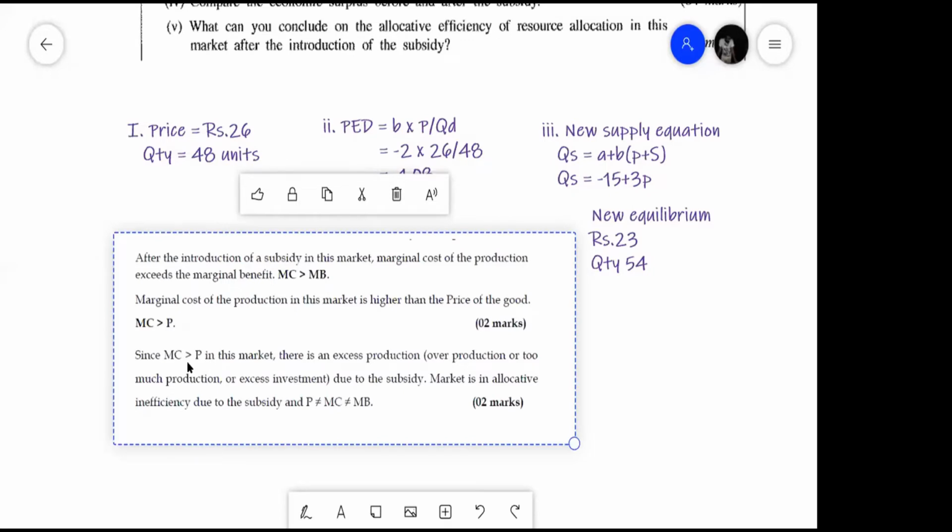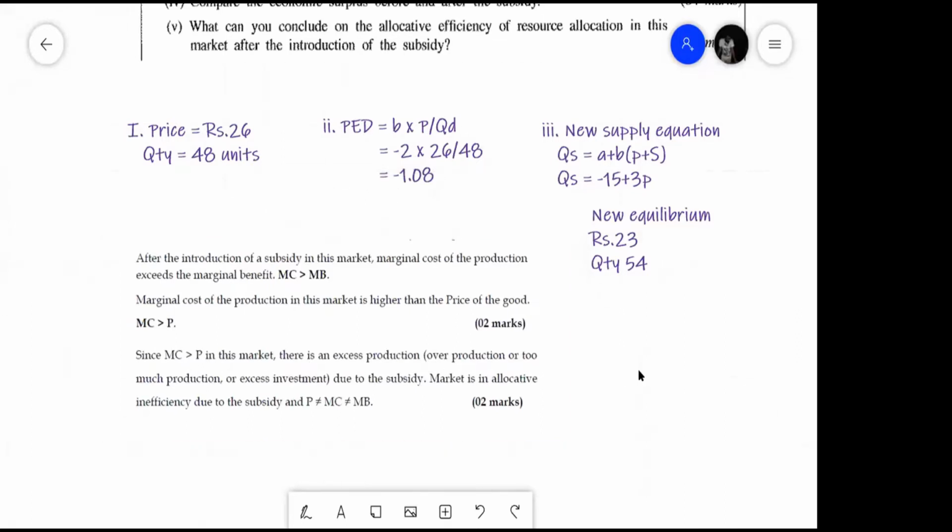Now, for example, let's say you're paying 1,800 class fees, and let's say you're joining my class. That means you're getting a benefit of 1,800. So price is equal to marginal benefit. So when the marginal cost is higher, you can say that there is excess production, overproduction. People don't want much, but you're producing more due to the subsidy. Therefore, the market is in allocative inefficiency due to the subsidy.